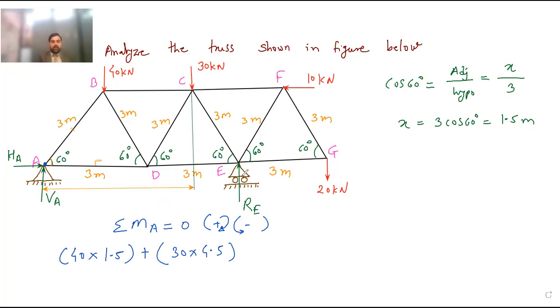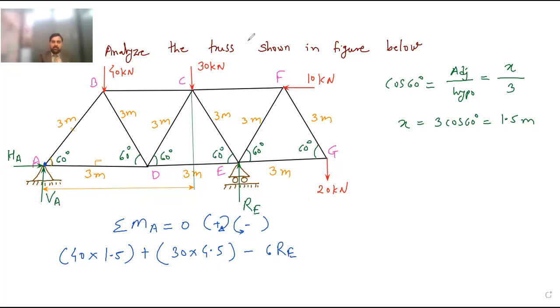Okay. Then next is this RE. So what is the distance of RE? 3 plus 3, 6, and it is rotating in anti-clockwise direction. This is the anti-clockwise direction, so minus 6 RE. Then this 10 kilonewton force.